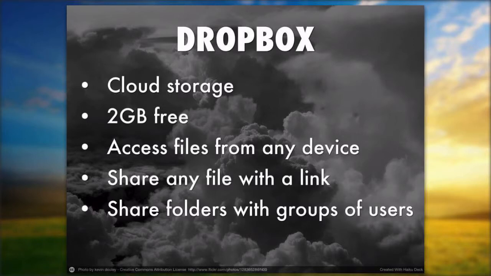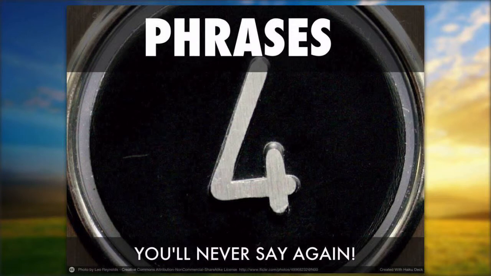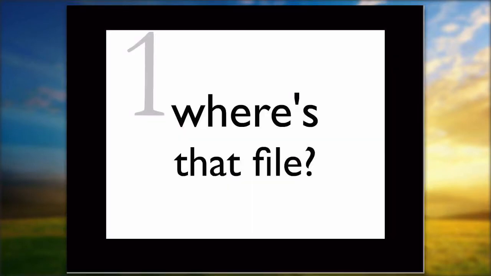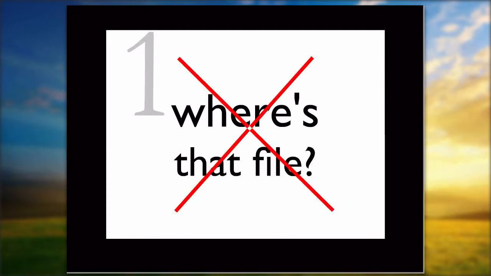Okay? So the way I frame this is, in my head, if we use Dropbox efficiently, there are 4 phrases that you're never going to have to say again. You're never going to have to say, where's that file? Because no matter what device you're on, you're always going to know where that file is. You're never going to be wondering, where did I put that file? Is it on my desktop? Is it on my laptop?